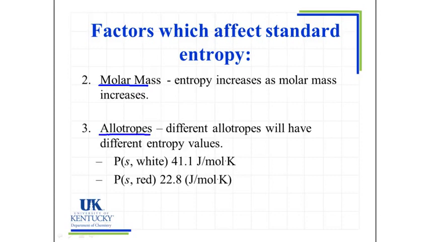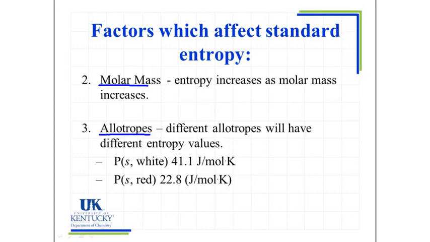Allotropes. Now, you can't look at an allotrope necessarily and know which one has more entropy than the other, but you ought to realize that the connectivity of those atoms within the substance or within the element makes a difference in the entropy. So here are two phosphorus allotropes, white and red, and we see that they have different values of entropy.